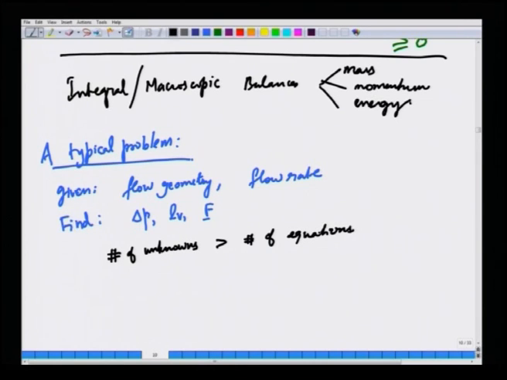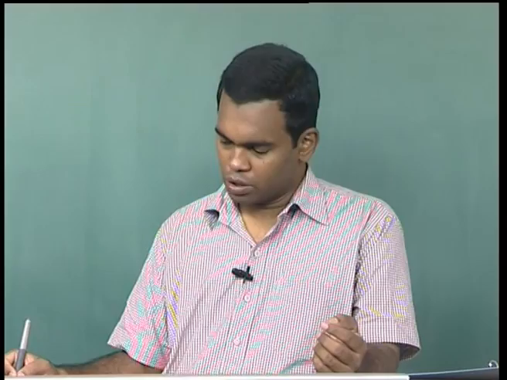Essentially, the mass balance will trivially relate inlet and outlet velocities. So, we will be left with three unknowns: delta P, loss, and force, but we have only two balances, momentum and energy. So, you have only two balances while we have three unknowns. That leads to a problem.